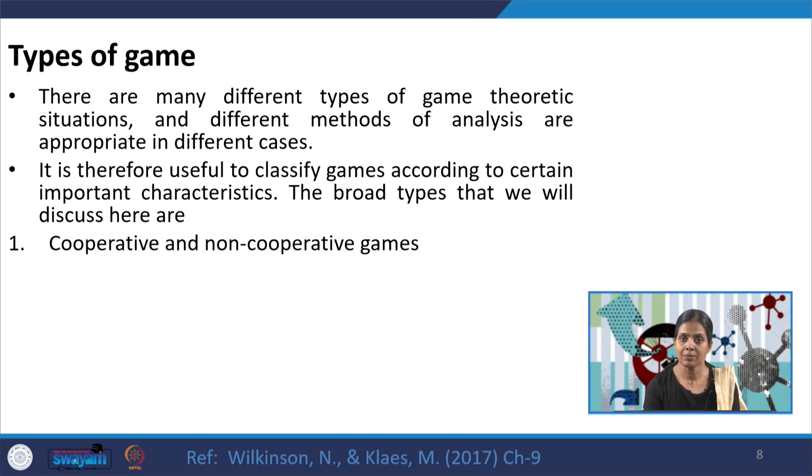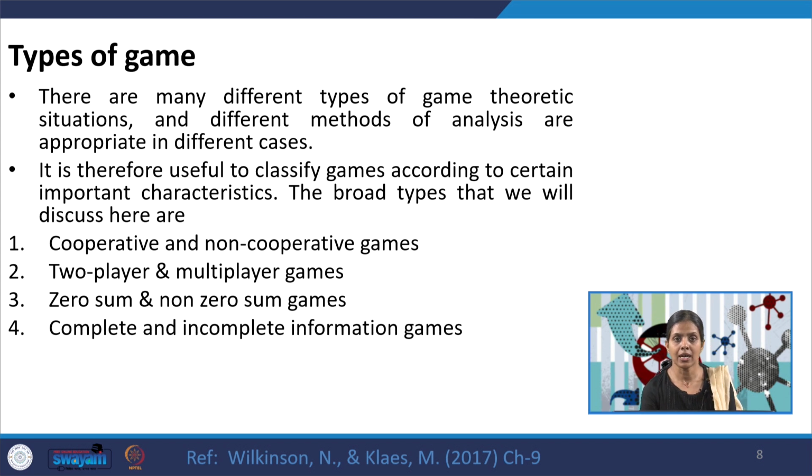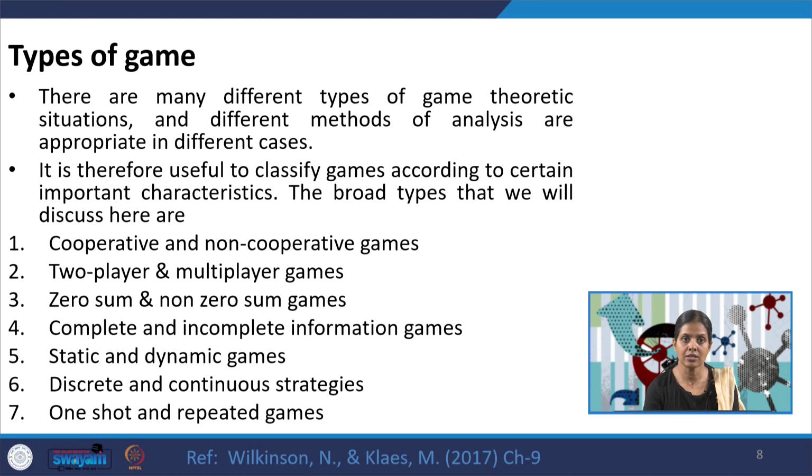The broad types that we are going to discuss are cooperative and non-cooperative games, two-player and multiplayer games, zero-sum and non-zero sum games, complete and incomplete information games, static and dynamic games, discrete and continuous strategies, and finally one-shot and repeated games. Now, you understand that some of them we have already discussed at least briefly, and some we did not. So, we are just going to introduce them to you.